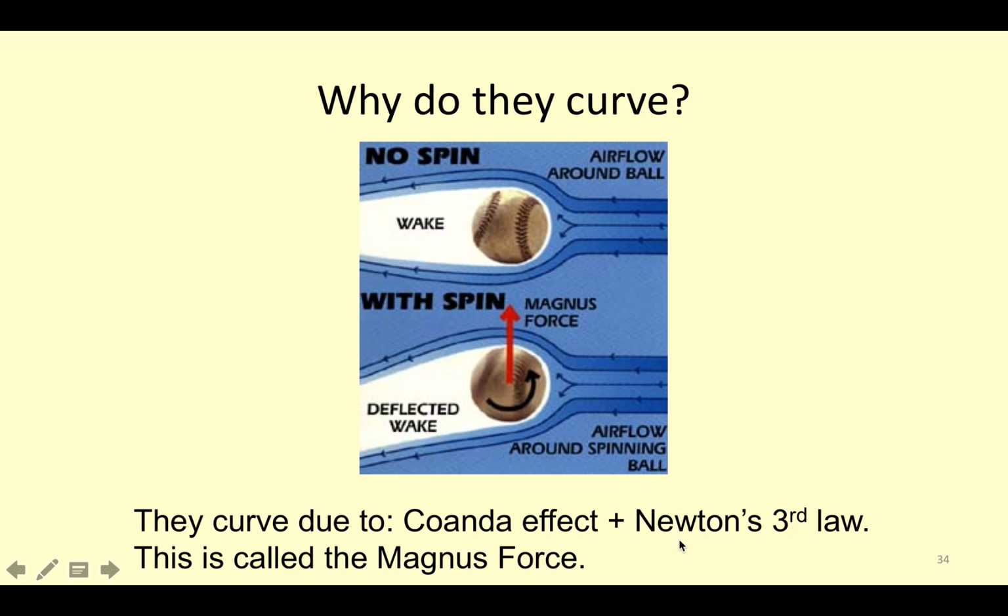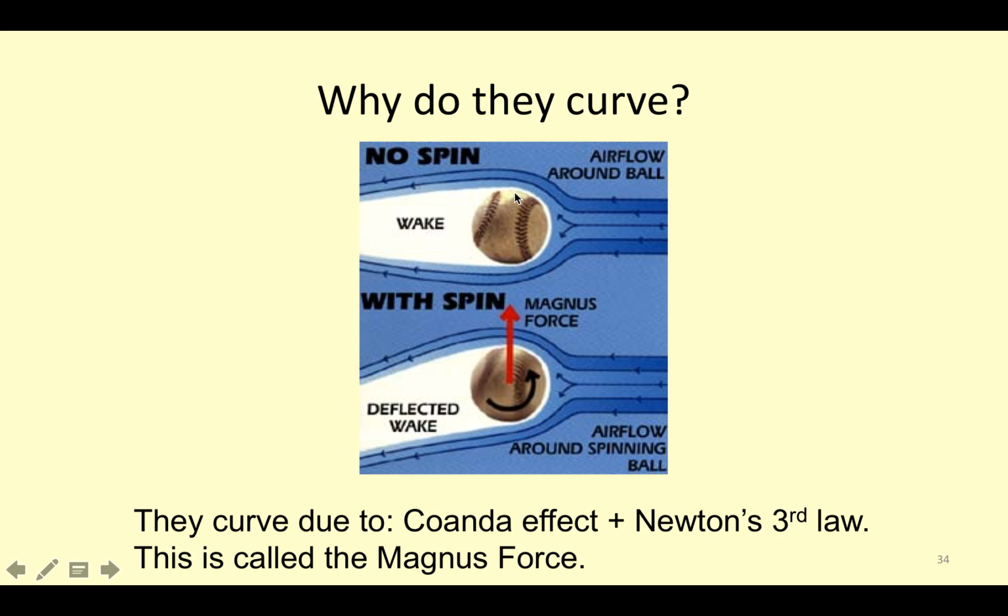All right, so here it is. No spin. This is like a knuckleball, but knuckleballs, as you saw on those videos of knuckleballs, they kind of go all over the place. The Kawanda effect, we call that Bernoulli. I call it the Bernoulli force. Okay, so here's the airflow.